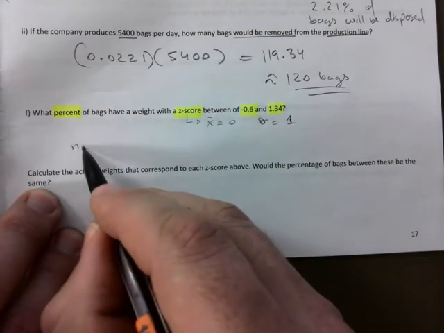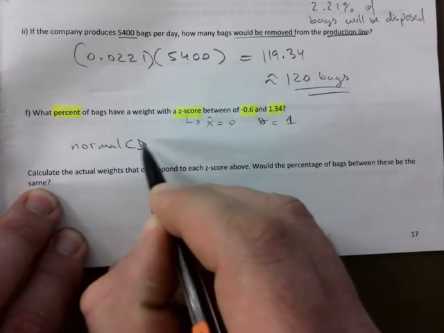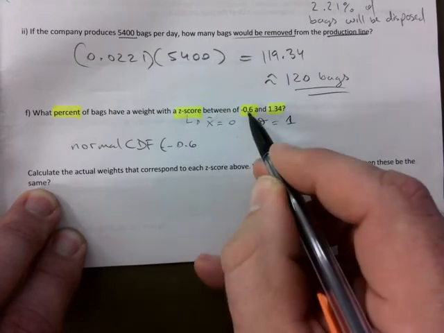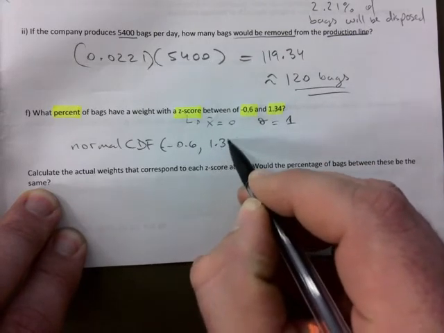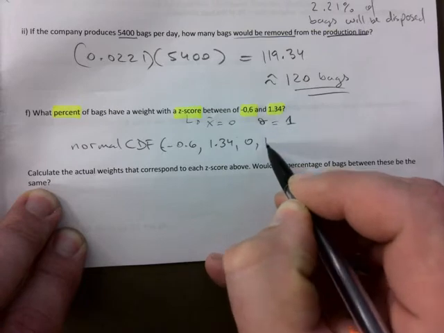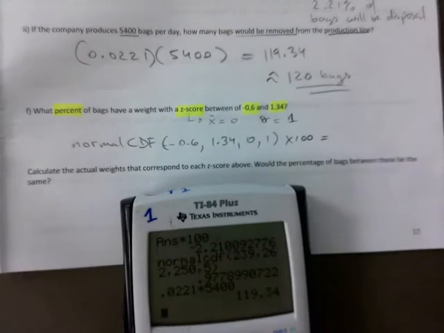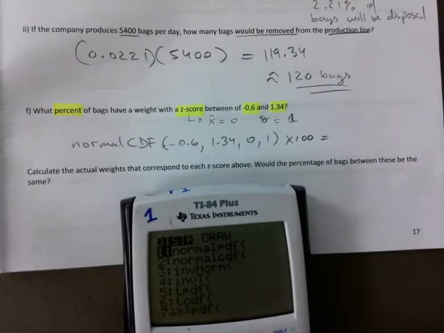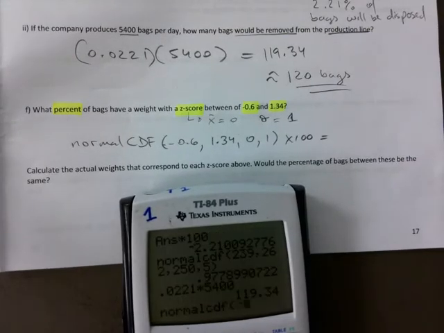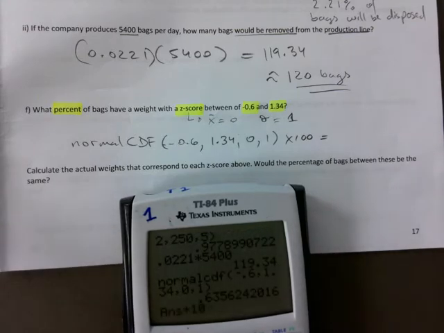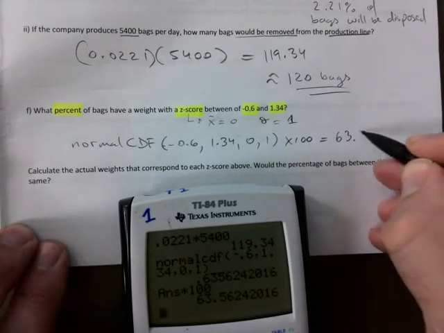So watch this, normal CDF between negative 0.6 and 1.34, and then you just go 0, 1. Multiply that by 100. That gives 63.56%.